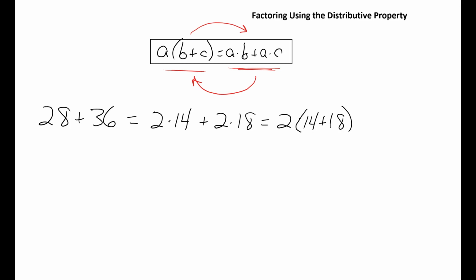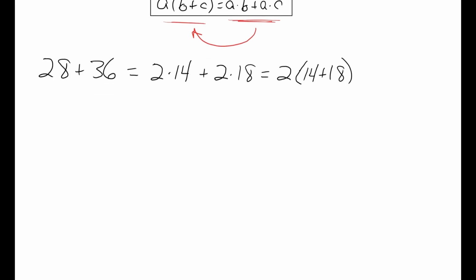And it would be incomplete because while 2 is a common factor of 28 and 36, it's not the greatest common factor. And in order to factor the sum of two numbers completely, I need to factor out the greatest common factor. Well, I know how to find the greatest common factor of two numbers. I use factor trees. So let's find the greatest common factor of 28 and 36.